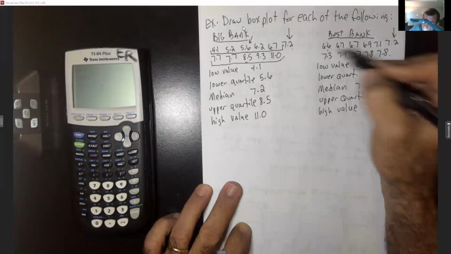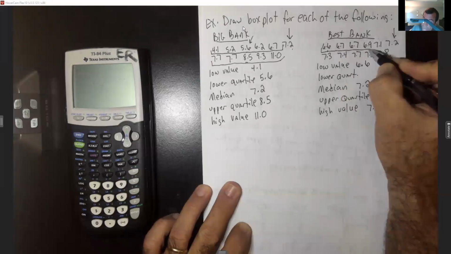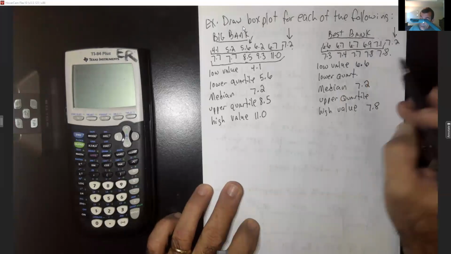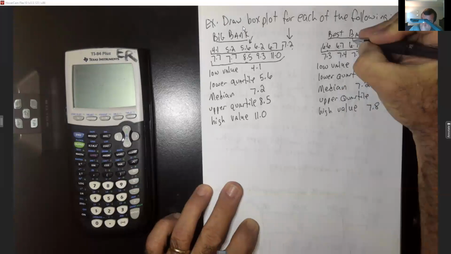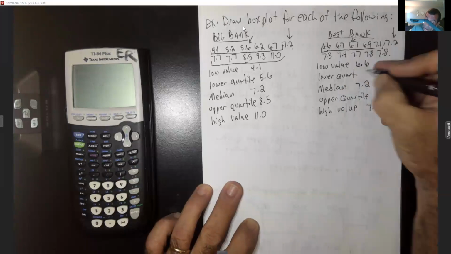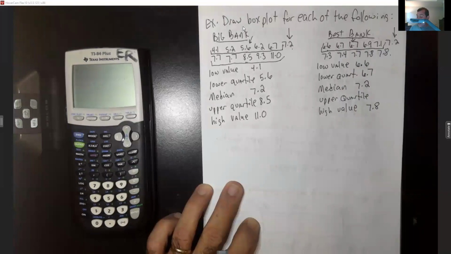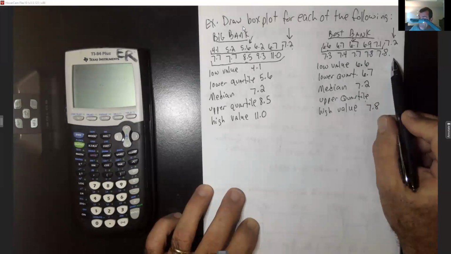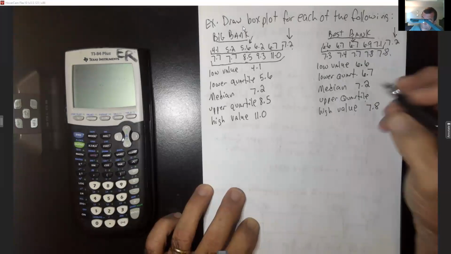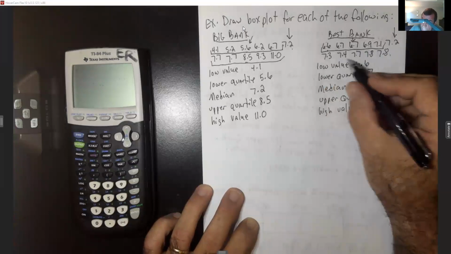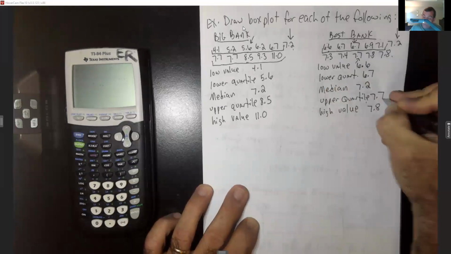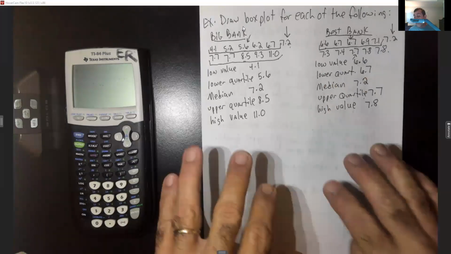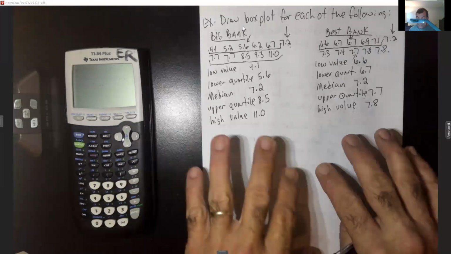Then the lower quartile, I'll take the first 5 numbers and find their median, which will be the middle number of those 5. So the middle number is going to be the 6.7, so that'll be my lower quartile. And then remember, on the upper quartile, I'll take the median of the upper 5 numbers, or the upper half. So let's see, the middle number will be 7.7. So remember, we were looking at the time people were waiting in line at both of these banks, okay?